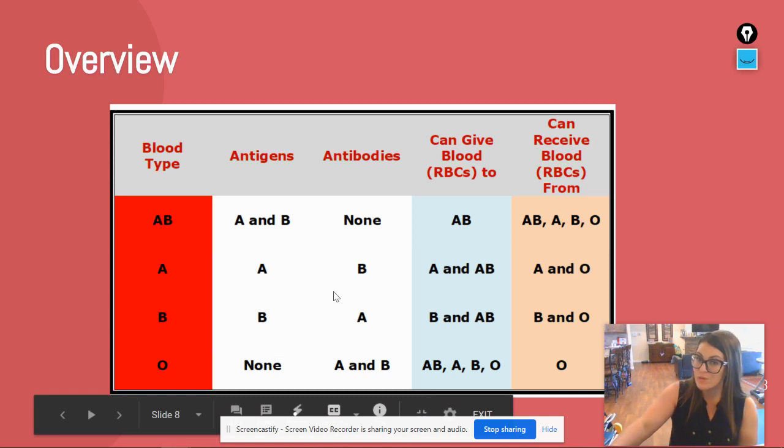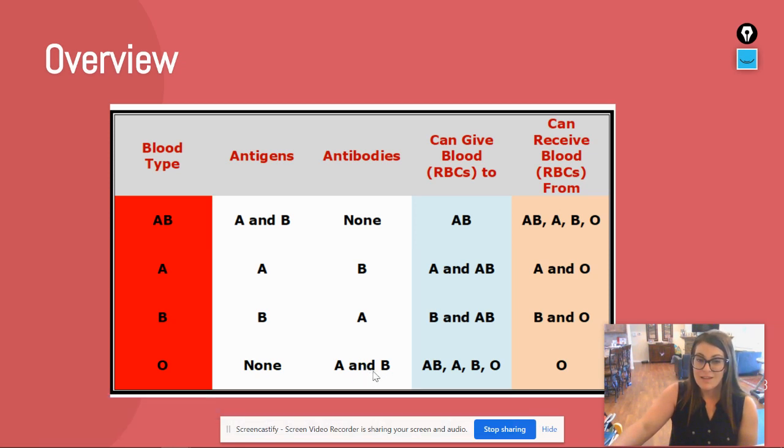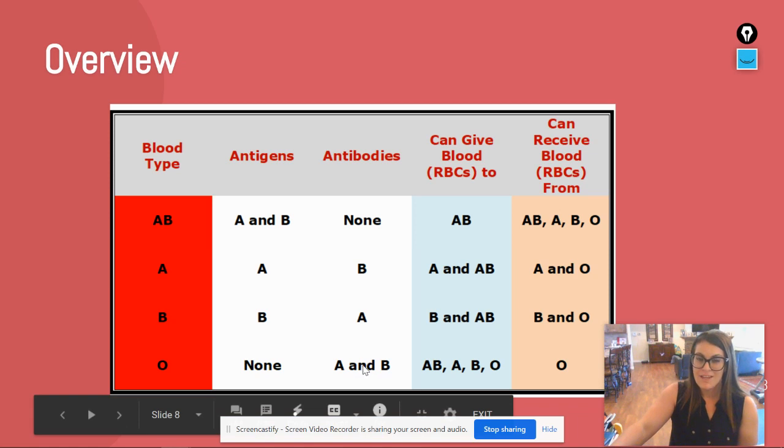However, they can only receive blood from type O because they have both antibodies. So if they got type A blood, their antibodies would attach to it. If they had type B blood, if they were given type B blood, then their antibody B would attach to it. Same with if they were given type AB blood, their antibodies would attach to it and it would cause agglutination.